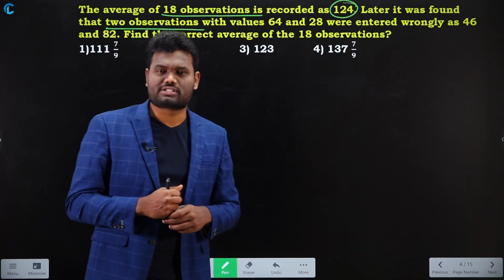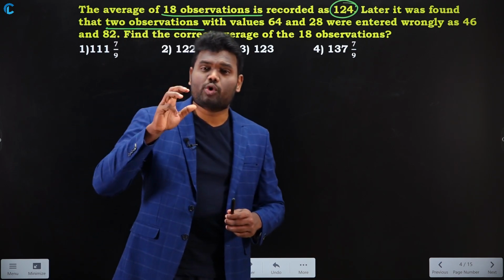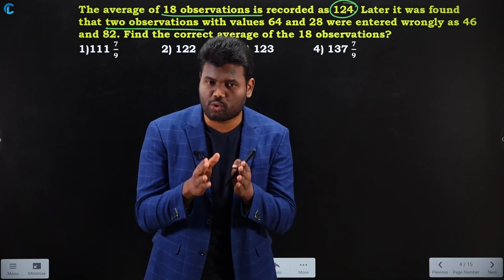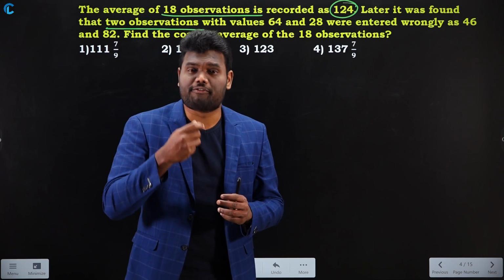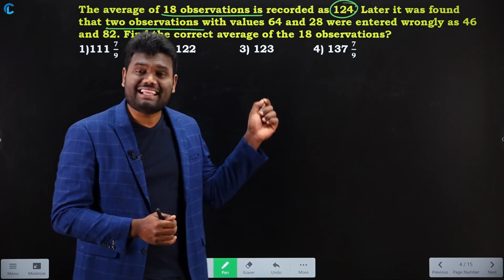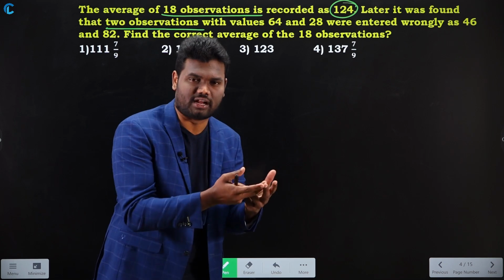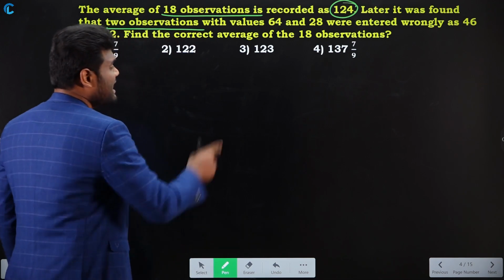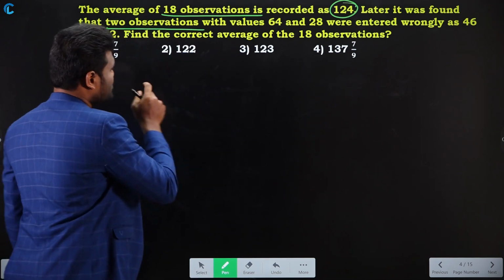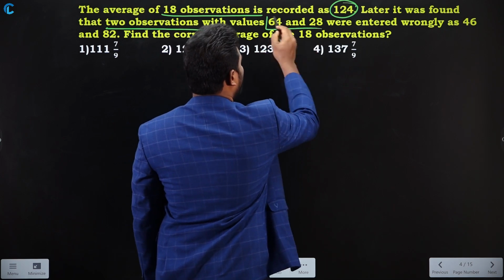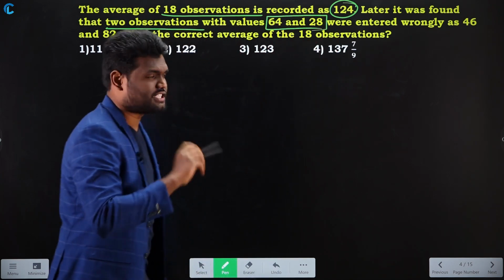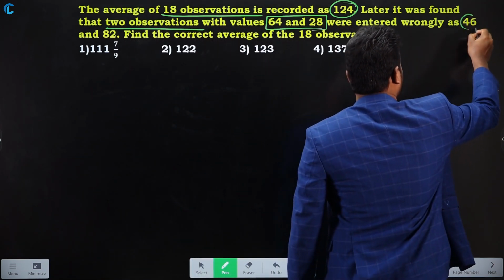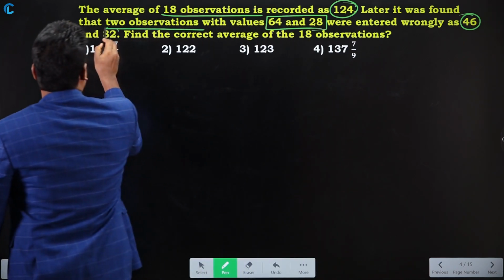So all you guys need to do is practice them a lot. I am going to cover all the patterns of questions that are asked in different competitive examinations. Now what is your work? Your work is to practice them a lot. If you practice them a lot, then you can apply these in the examination much faster, and you can reach your answer much faster than your competitors. Okay, let us look at this. Later it was found that 2 observations with values 64 and 28, so 2 values 64 and 28 were entered wrongly as 46 and 82.